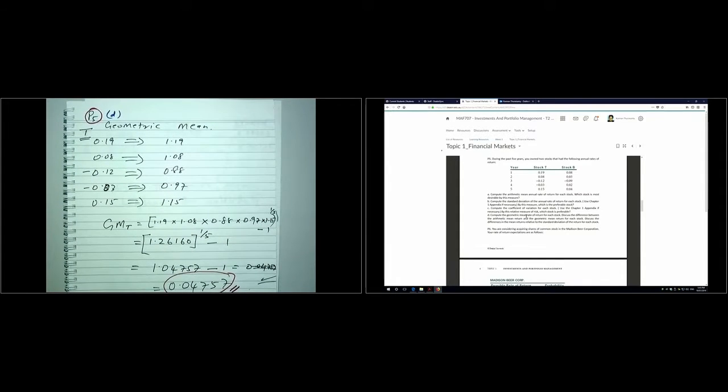D says, compute the geometric mean of return for each stock. Discuss the difference between the arithmetic mean and geometric mean. As you know, we have already calculated the arithmetic mean, but we have not calculated the geometric mean. What we need to do is calculate the geometric mean. As you know, this geometric mean is the product of holding period yields, and then we take the nth root of it, right?